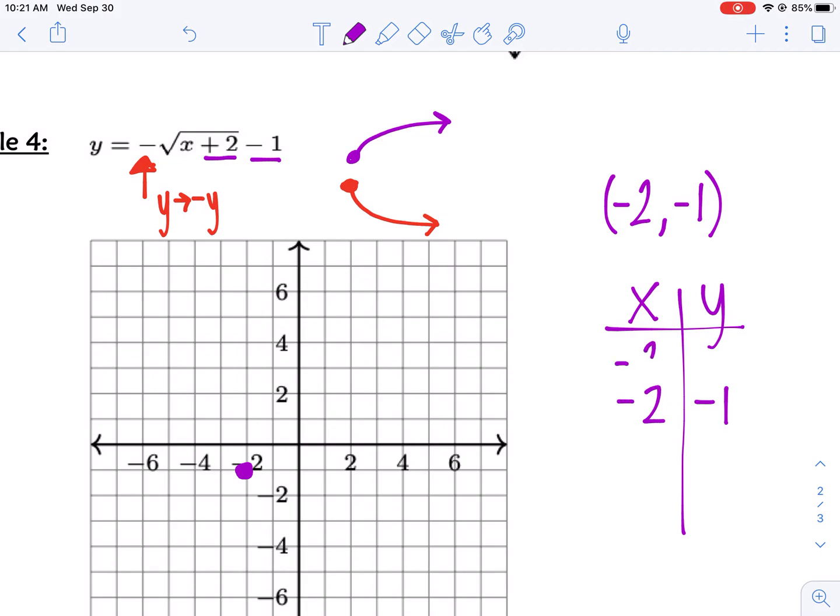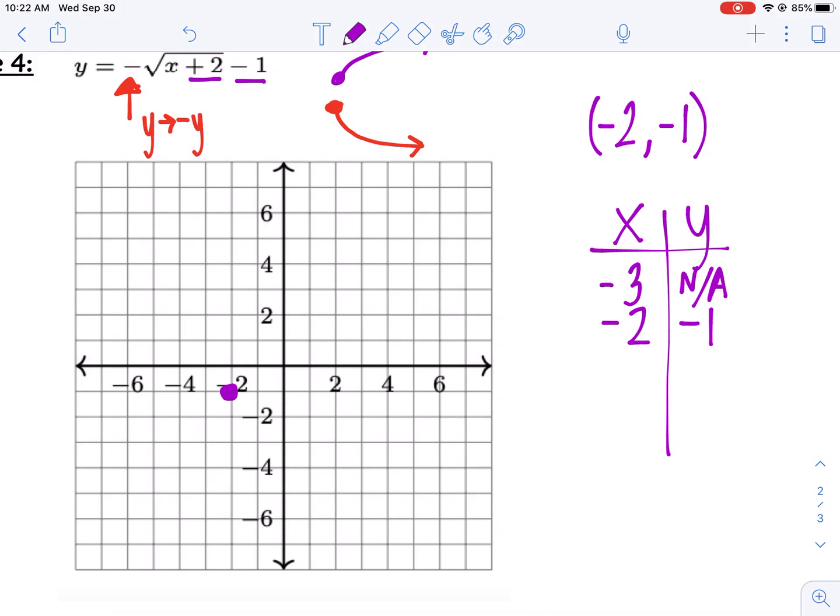What if I plug in like -3? You get -3 plus 2 under a square root. That means you'll get a negative under a square root. Again, not possible. So nothing over here is going to work in my graph. Let's try a point to the right. How about -1? If I plug in -1 plus 2 is 1, absolute value of 1 is 1. -1 minus 1, wow, that's a lot of ones. -2. Interesting.